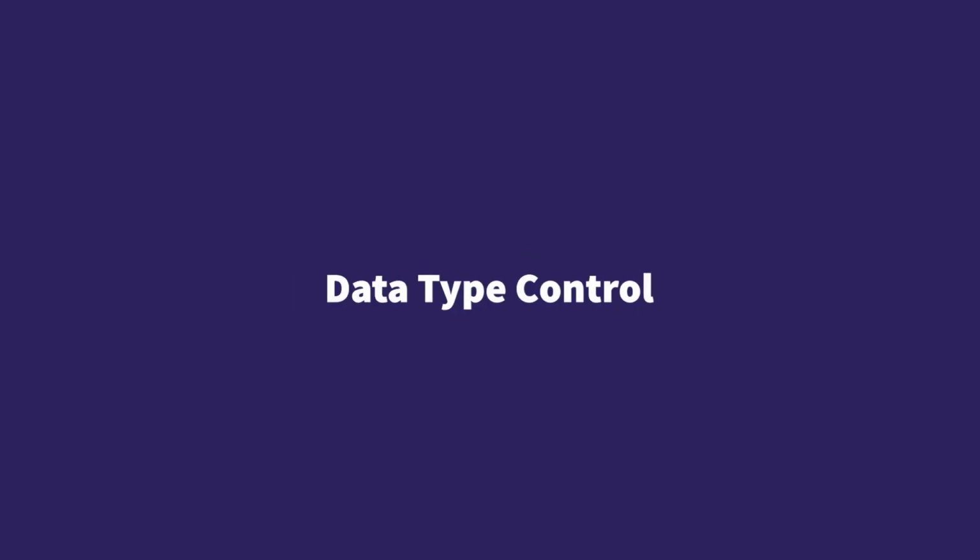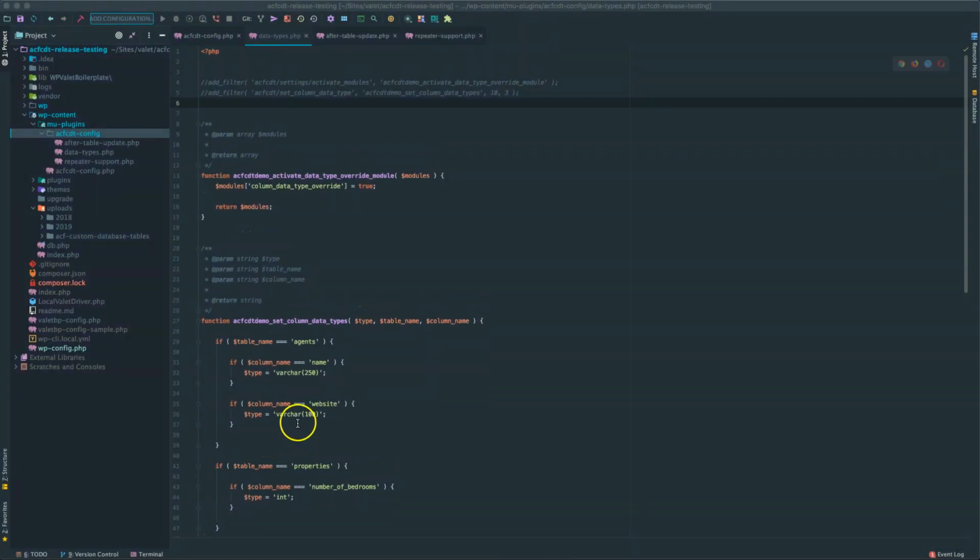Using a few simple filters, you'll now be able to control the data types of your table columns. To enable this, we basically have to activate a module that we've added to the plugin, and then we just need to hook into some filters that are being exposed by that module.